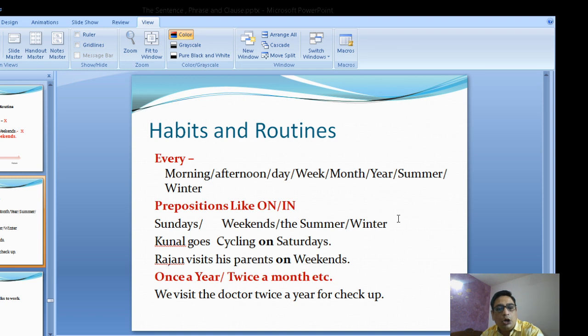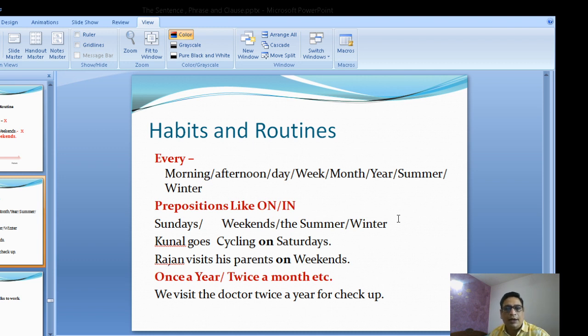So Kunal goes cycling on Saturdays. Now you would be wondering, there is the ing form of the verb here, but it is denoted as a habit, and hence it is a present simple tense. Kunal goes cycling on Saturdays. So is it happening right now? No. So it is not a present continuous tense.